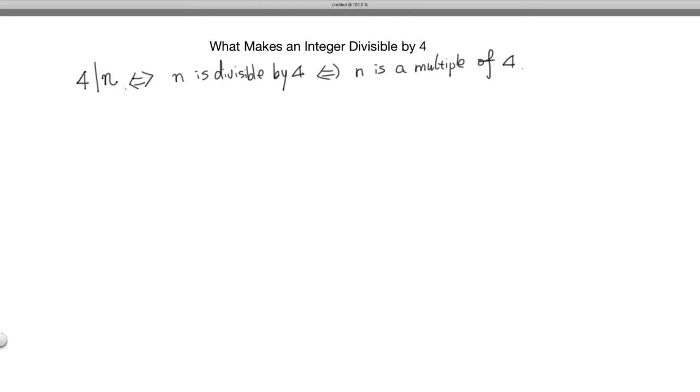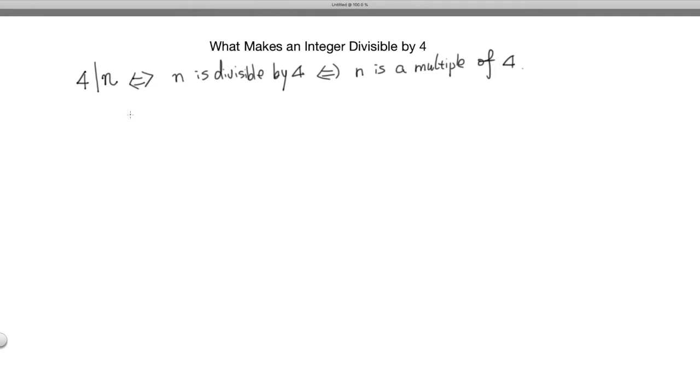Now, what makes n a multiple of 4 or divisible by 4? I'm sure a lot of you already know that fact. The fact says that to check if a number is a multiple of 4, you only need to look at the number made of the last two digits of n. If that number is a multiple of 4, then the original number n is a multiple of 4.